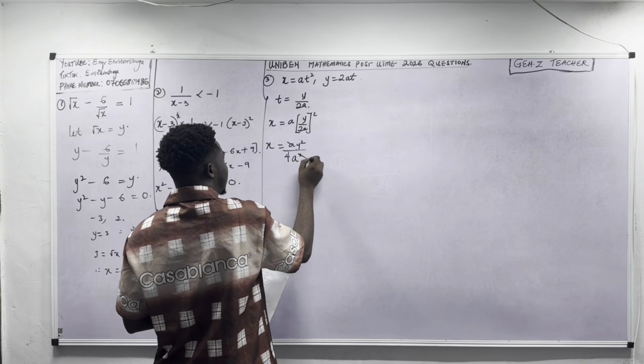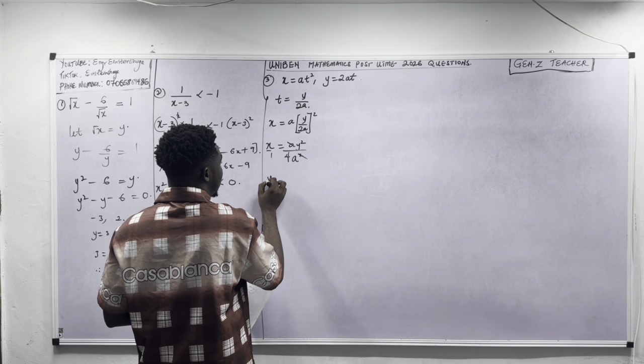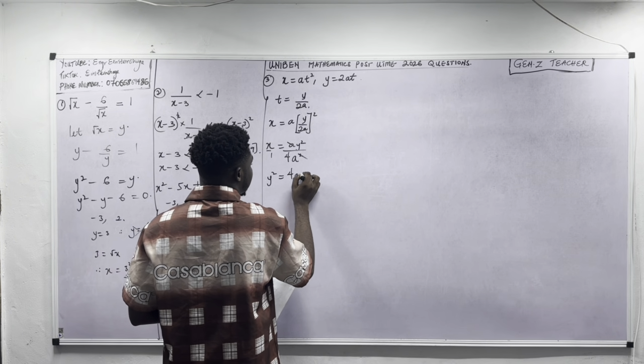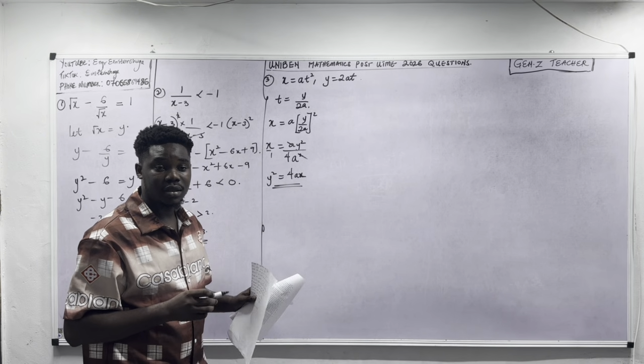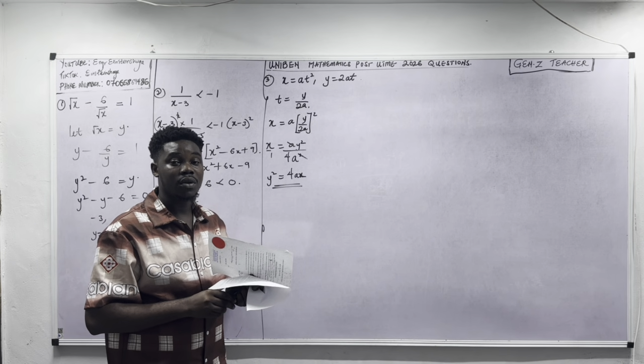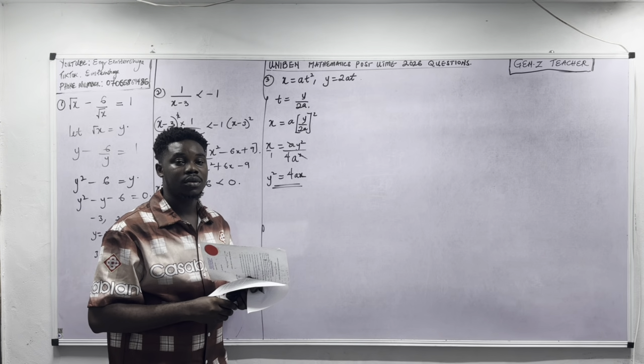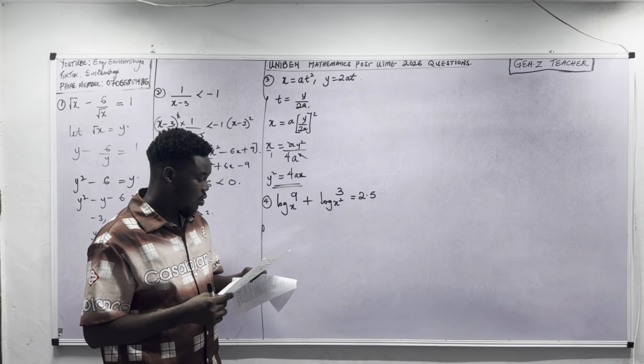And now 1a cancels 1a. So we have, cross multiply, y squared equals 4ax, and this should be the option you pick as the correct answer to that question. Number 4 says solve the equation.